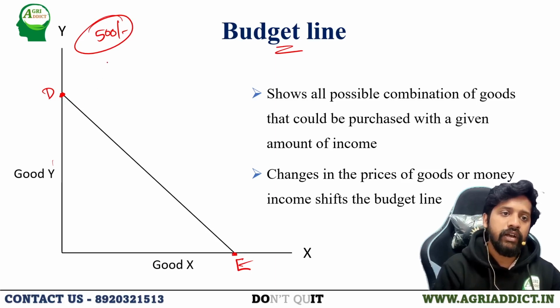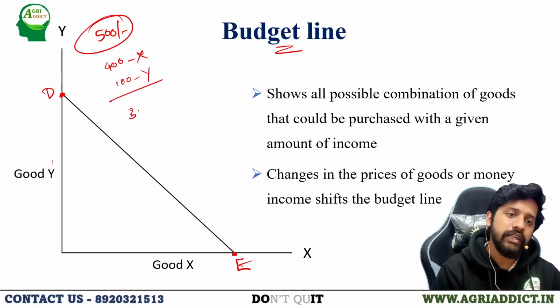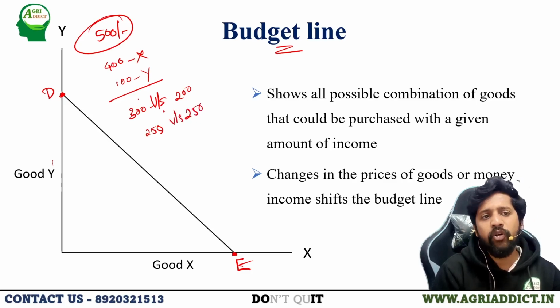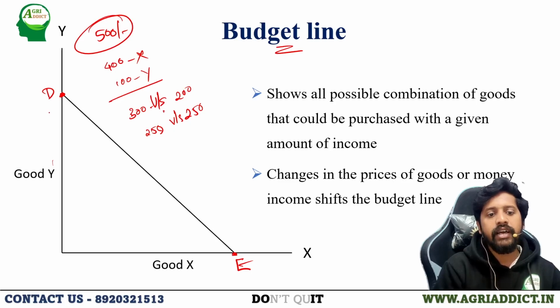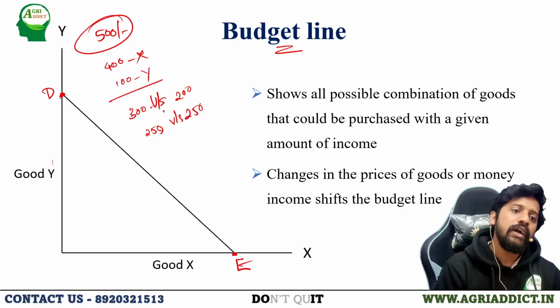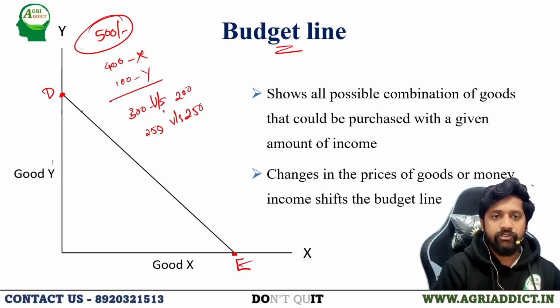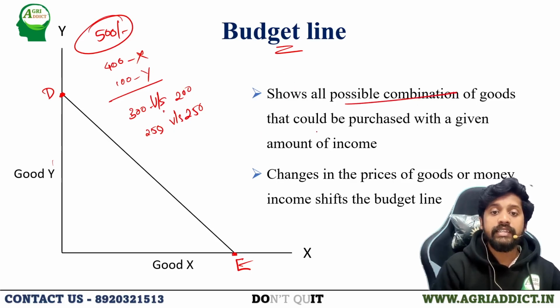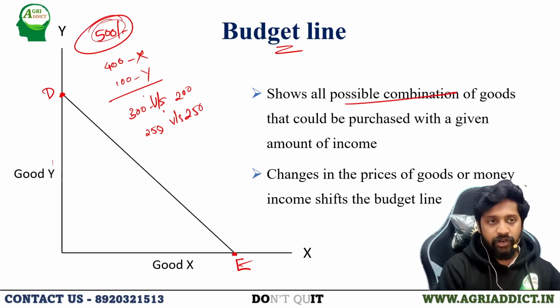In between there are different combinations of X and Y. I could allocate 400 rupees to good X and 100 rupees to good Y. There are other combinations like 300 versus 200, or 250 versus 250, where I am allocating equally. So there are infinite combinations in which I could allocate this 500 rupees between good X and good Y. Those combinations where my budget is allocated between the two products give my budget line. So the budget line shows all the possible combinations of goods that could be purchased with a given amount of income. We are considering 500 rupees as our given income.